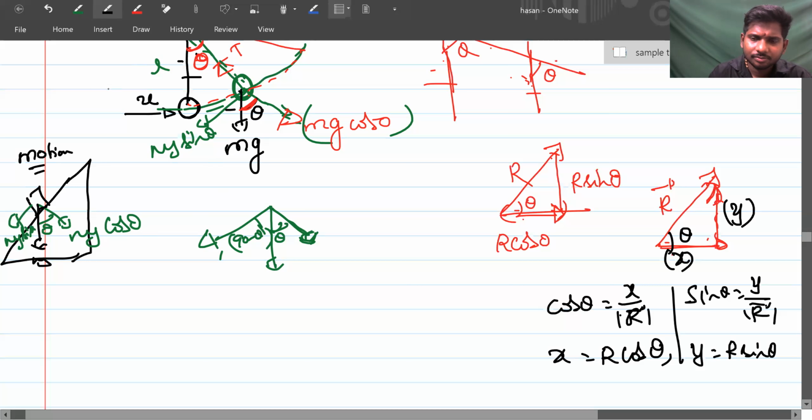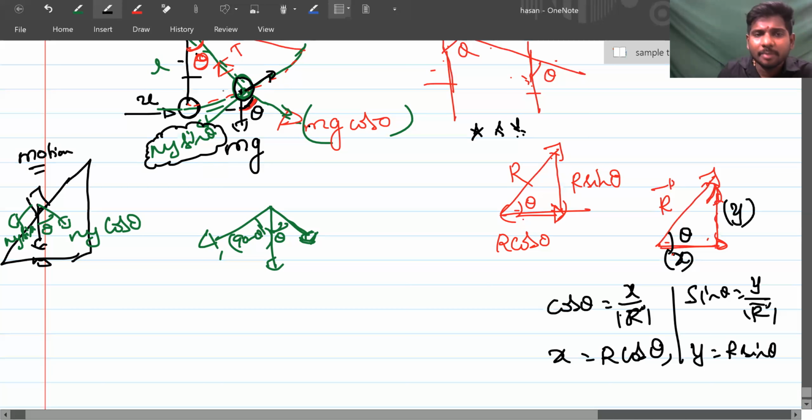Resolving. A very important concept in physics, many times you will use this technique. So now, this will become mg cos theta, this will become mg sin theta. Now this mg sin theta is the tangential component which makes the ball slow down, because the ball is going upwards, but this force is in the backward direction. So this force will slow the ball down.